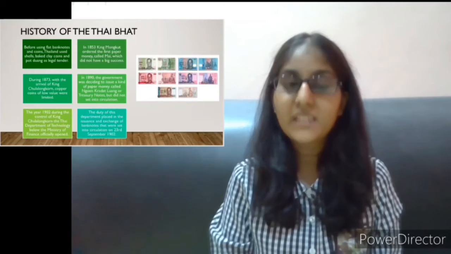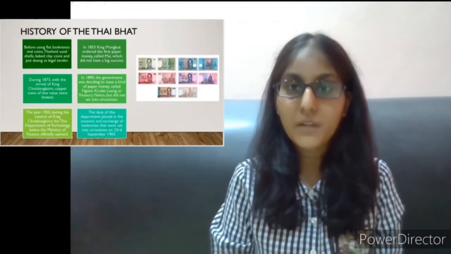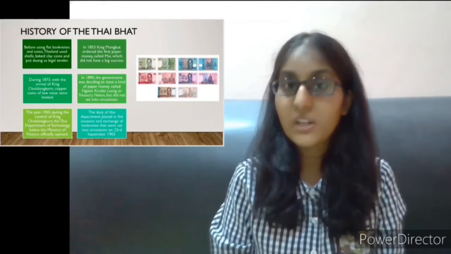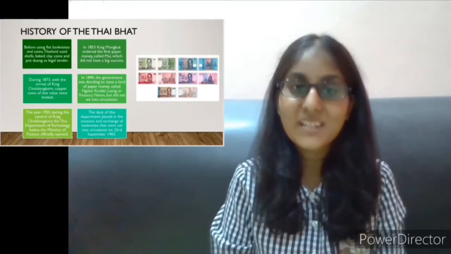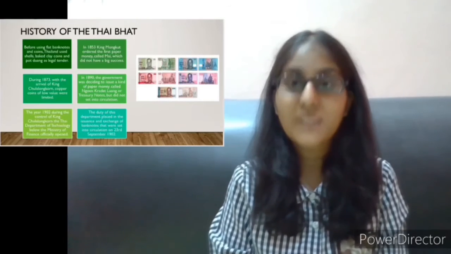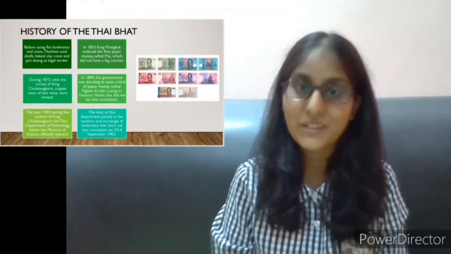In the year 1902, during the reign of King Chulalongkorn, the Thai Department of Technology below the Ministry of Finance officially opened. The duty of this department was the issuance and exchange of banknotes that were sent into circulation on 23rd September 1902, marking the inauguration of modern Thai banknotes.